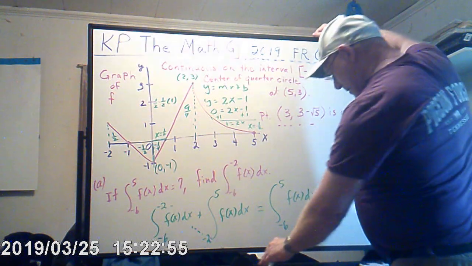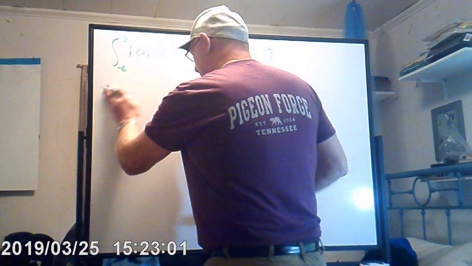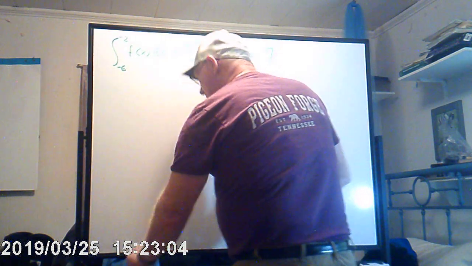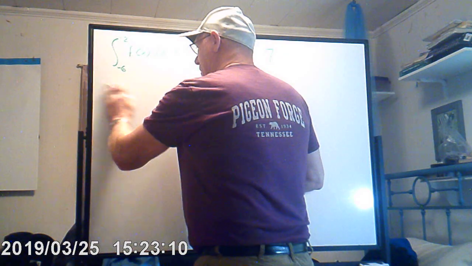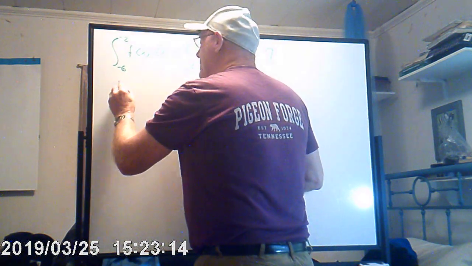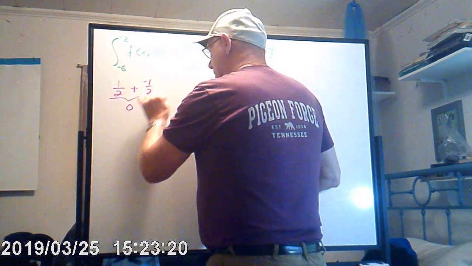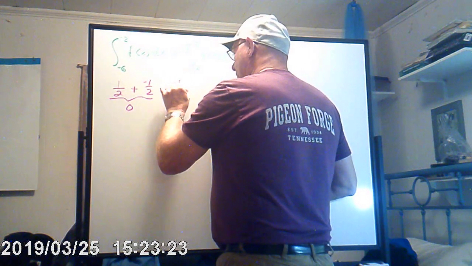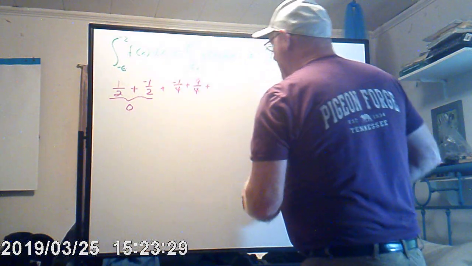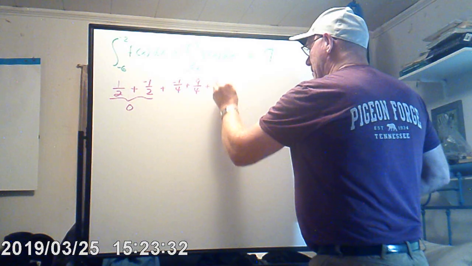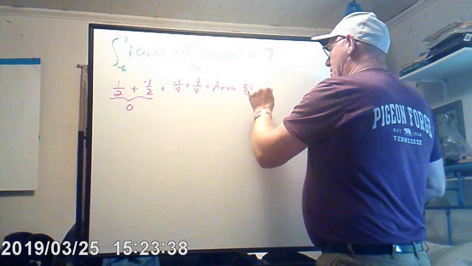So we might as well start. What we have here is 1/2, plus or minus negative 1/2. We know that's 0. And then we had negative 1/4 plus 9/4 at this point. Now we have to get the area of the quarter circle.